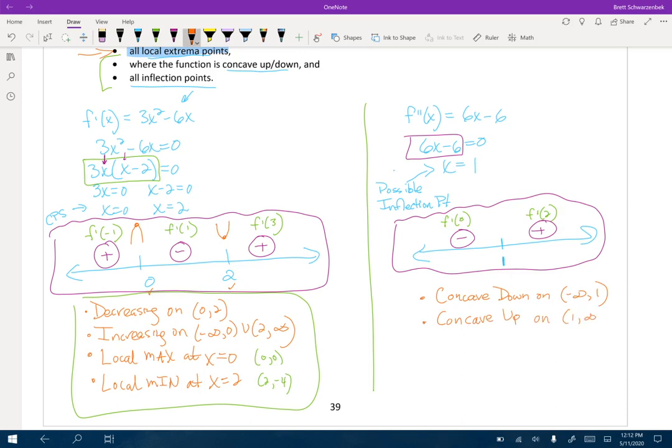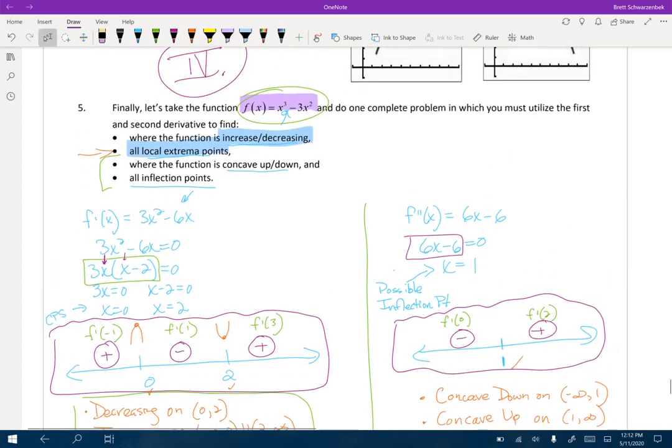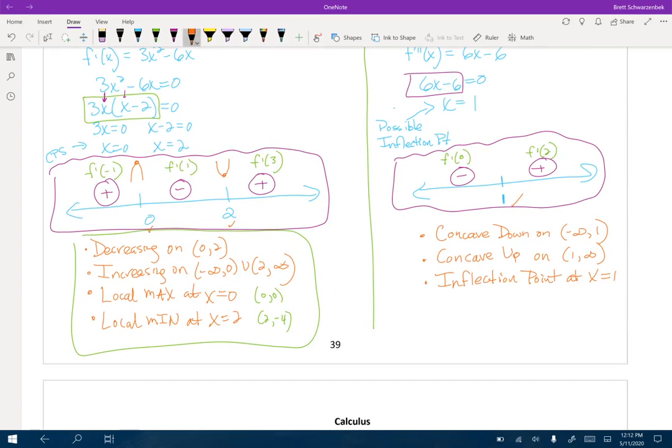And do we have a sign change? We do, which means there's an inflection point at x equals 1. And I think that coordinate, I don't have it actually. It looks like 1 minus 3, which is (1, -2), I believe. (1, -2).